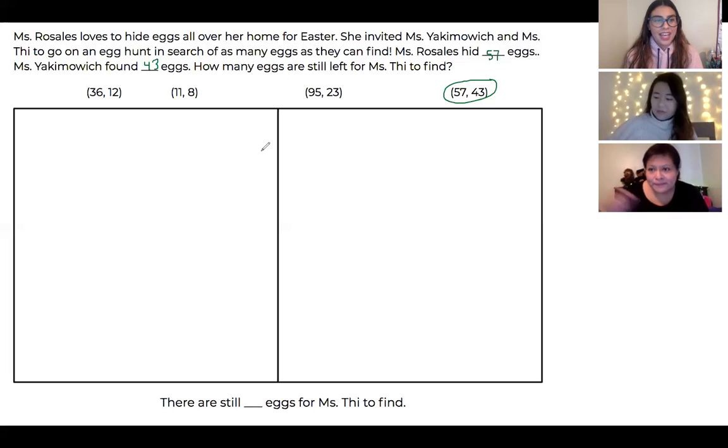Beautiful. And Miss T, what does the 43 represent? 43 is the amount of eggs that Miss Yakimowicz found. I guess she really hustled. That's a lot of eggs she found. I'm pretty good. Yeah.